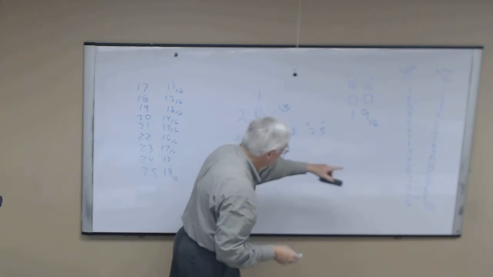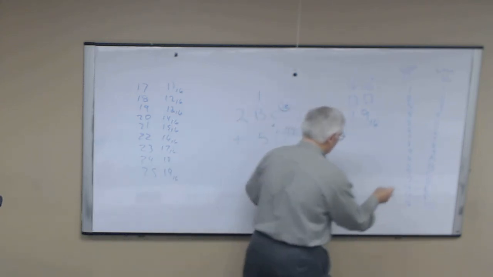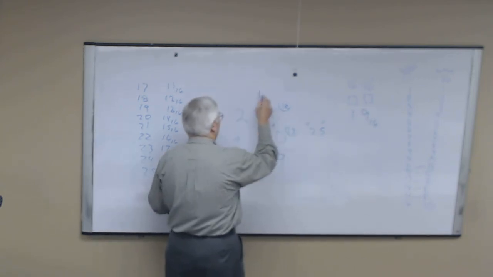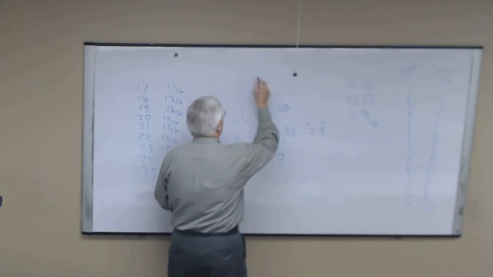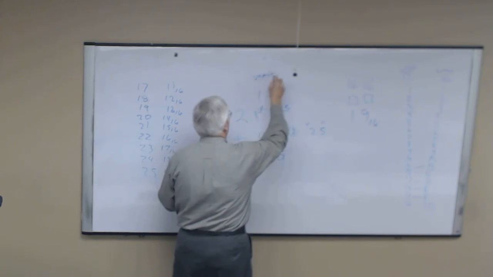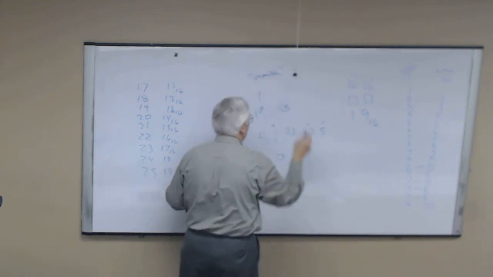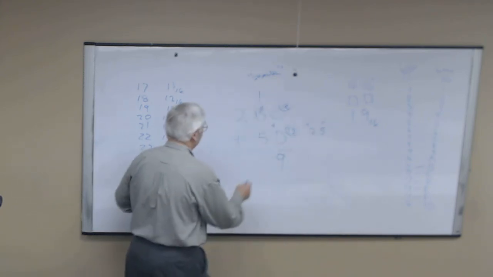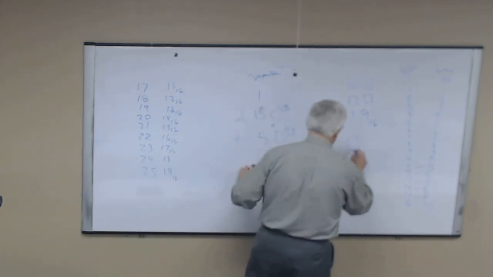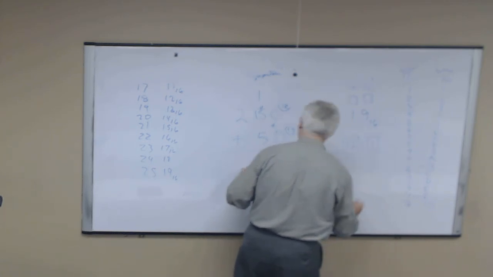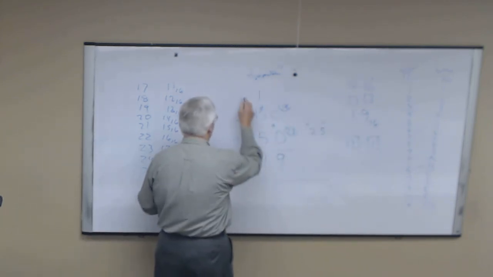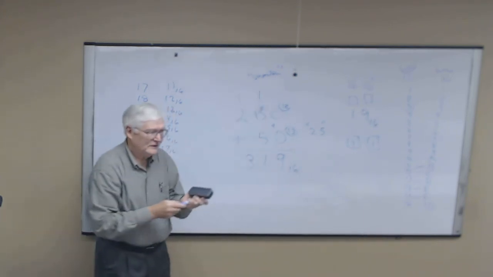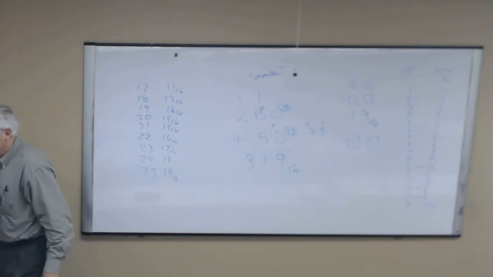What's B? B is 11. So we have 11, and 1 is 12, and 5 is 17. How do I say 17 in base 16? 1, 16, and 1, 1. So I put down a 1 and carry a 1, and 2 and 1 is 3. Is that the correct answer? Good.